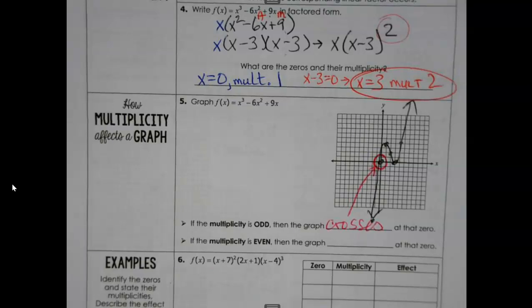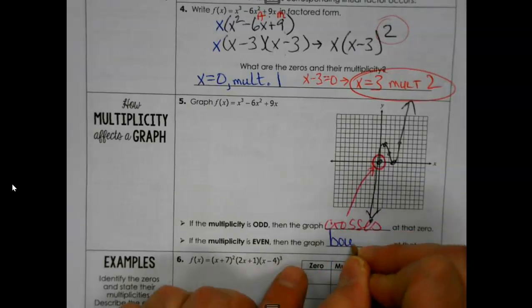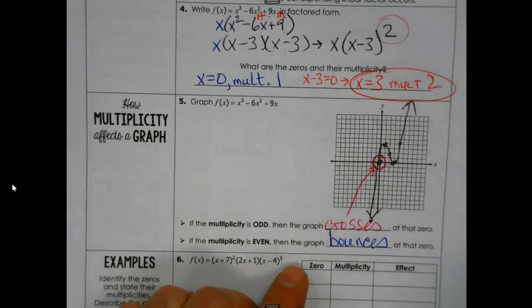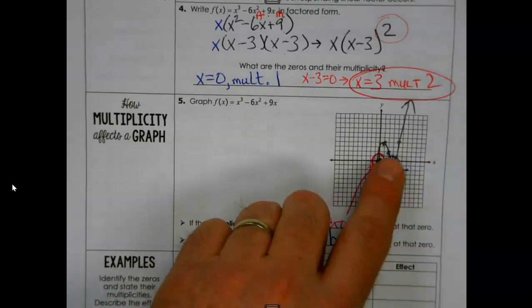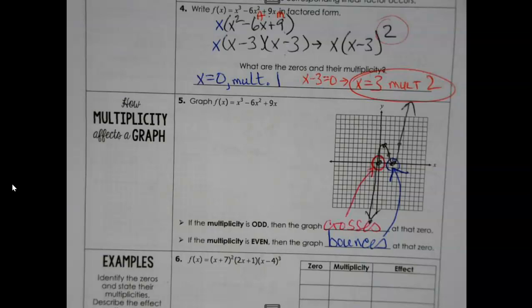If the multiplicity is even, it bounces off the 0. Like we did over here at 3. Okay? Having this should help everything. Odd goes straight through, even it bounces. And that's going to be true every time. So does that mean I have to do this fancy graph thing every time? No.